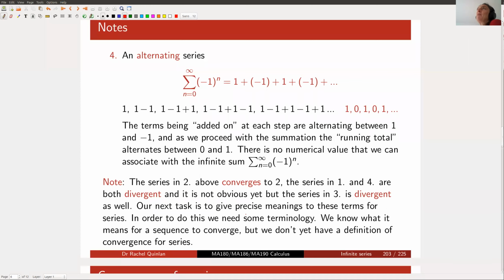It doesn't have a limit with the property that if you proceed out far enough, the terms are all clustered closely around that limit. So this is an example of a series that we would call divergent. Its sum is bounded, I suppose, because it's just alternating between 0 and 1, but it just continues to oscillate like that. It doesn't have a limit.